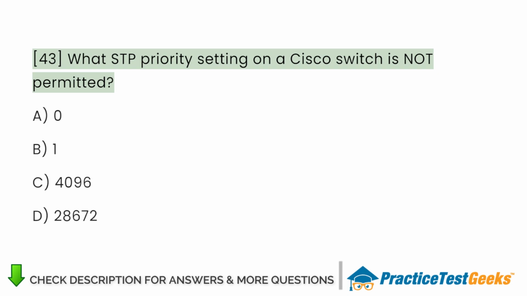What STP priority setting on a Cisco switch is not permitted? A. 0. B. 1. C. 4096. D. 28672.